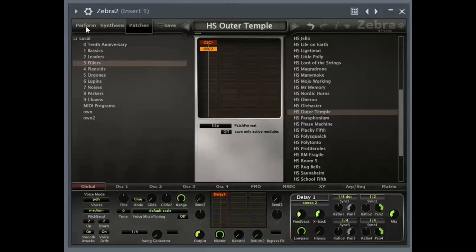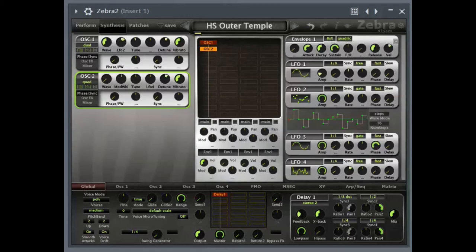Today I'm going to talk about the preset HS Outer Temple.